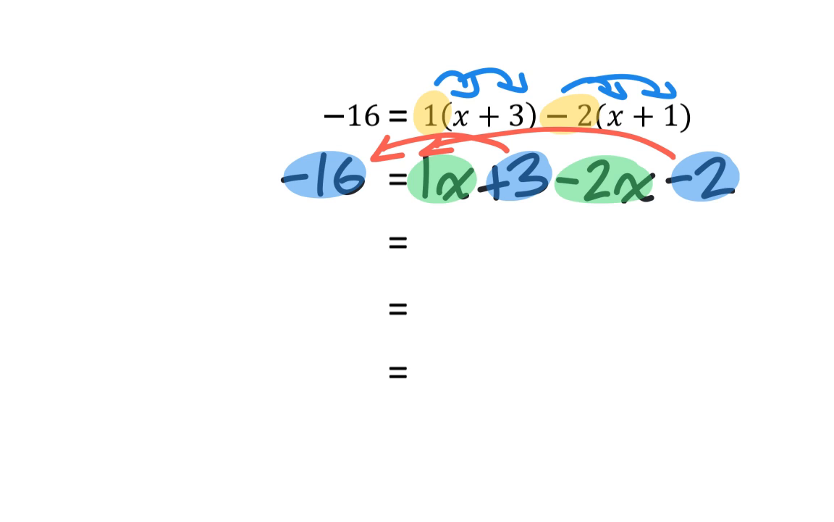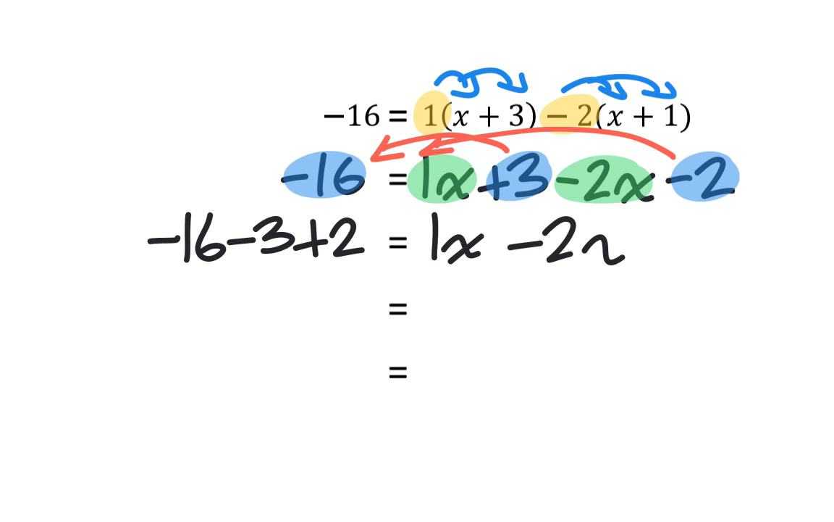Generally speaking, we want to keep numbers and variables on separate sides of the equation. In this situation, I'm putting all my numbers on the left and keeping all my variables on the right. So this -16 is not going to change since I haven't done anything with it. But when I move a term over the equal sign, it becomes the opposite. So +3 is no longer positive, it is now negative, and -2 is no longer negative, it is now positive. The 1x and the -2x stay exactly the same since we haven't done anything with them yet.